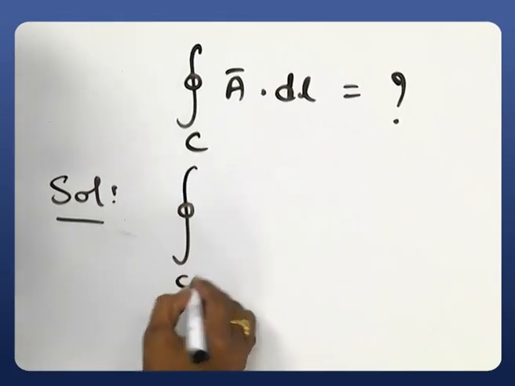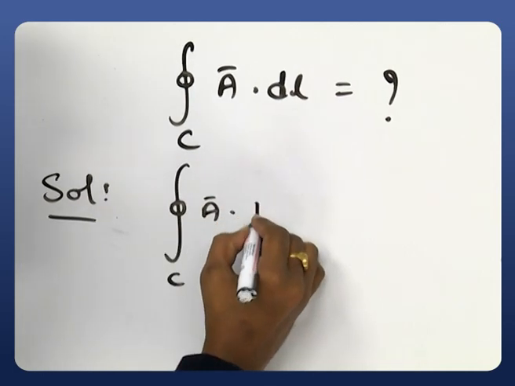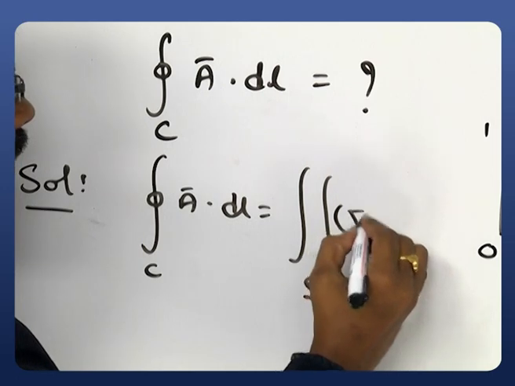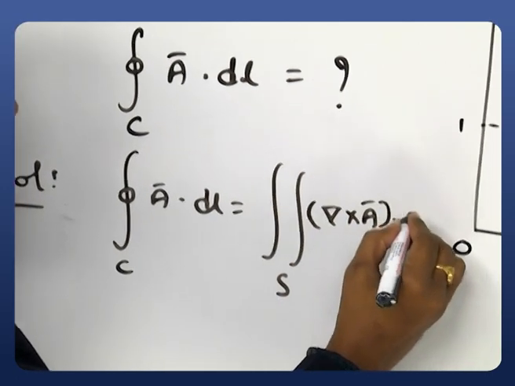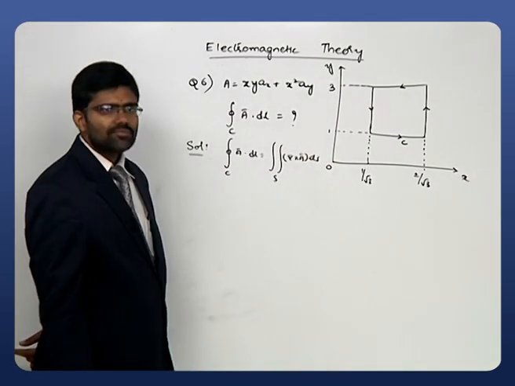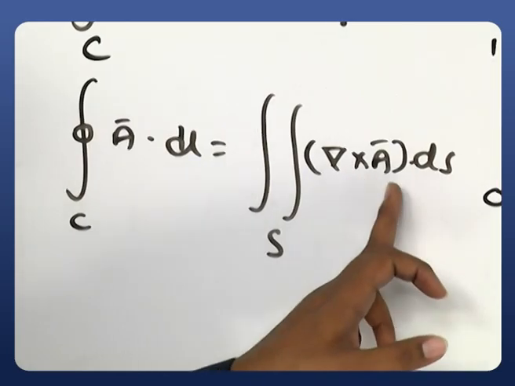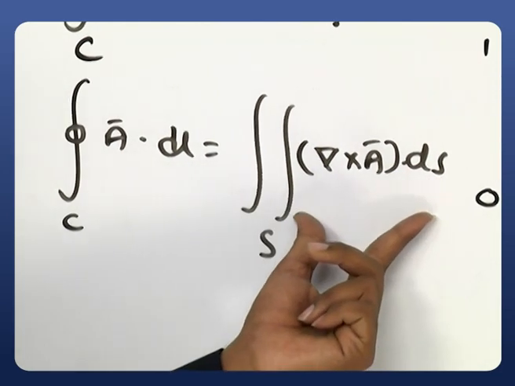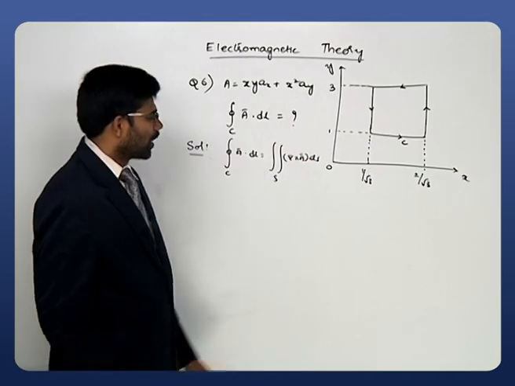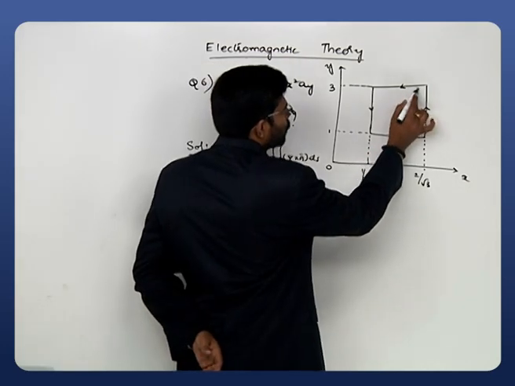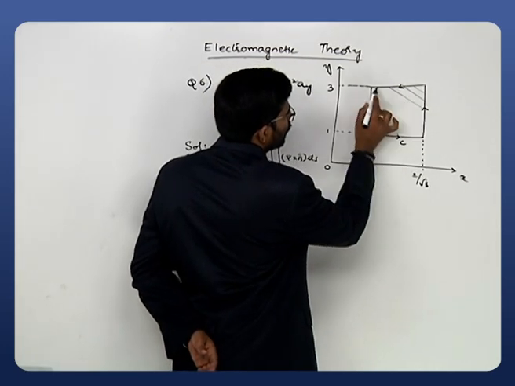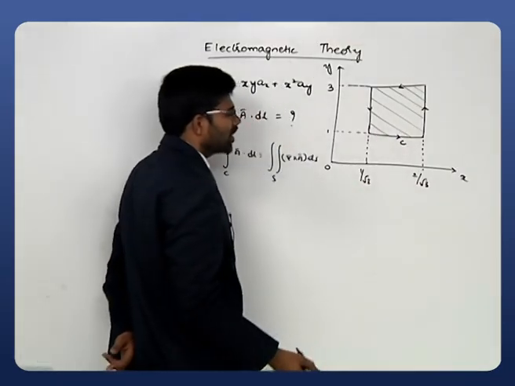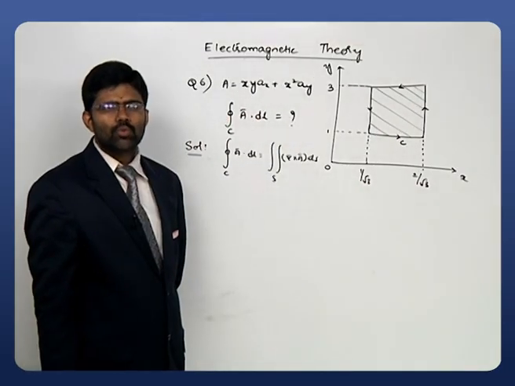So clearly, a closed contour integral of A bar dot dl can be written as an open surface integral of del cross A bar dot ds. So you can take del cross A bar. If this ds is known to us, you can use this simple formula, right? Now observe the closed surface we have. We want the equation of this closed surface and its direction.